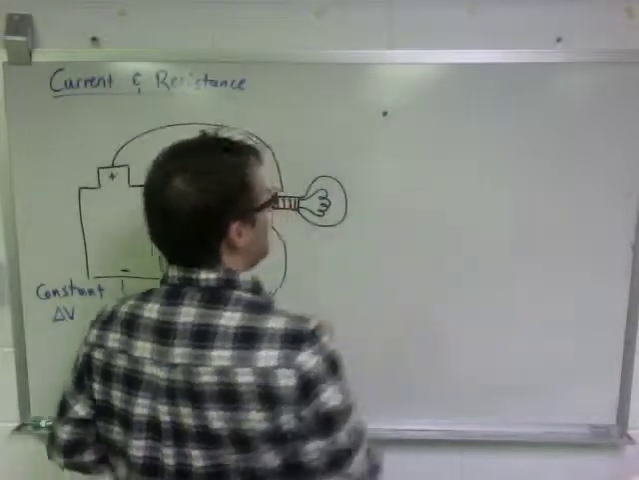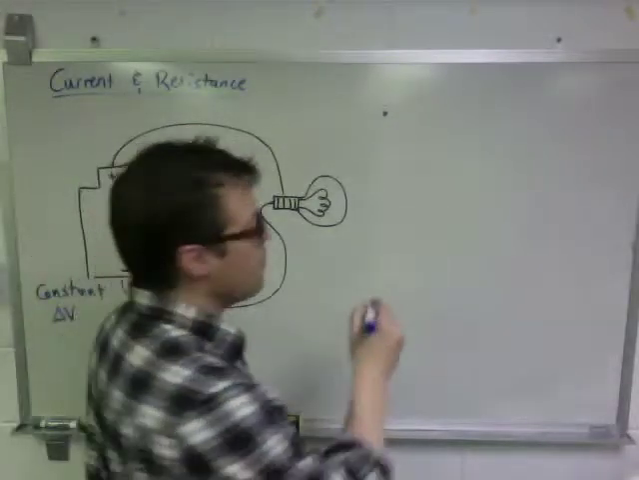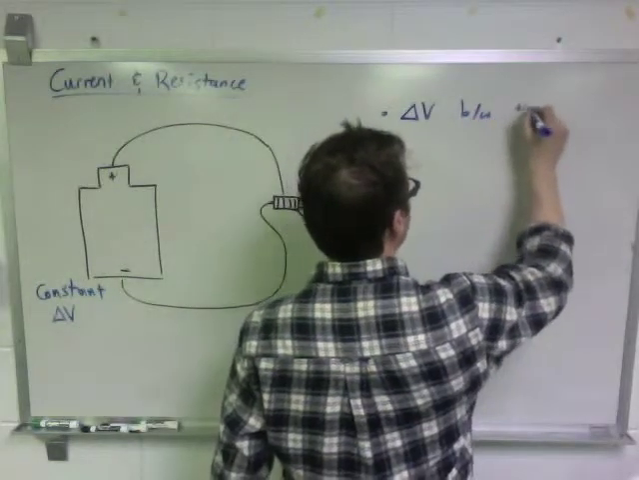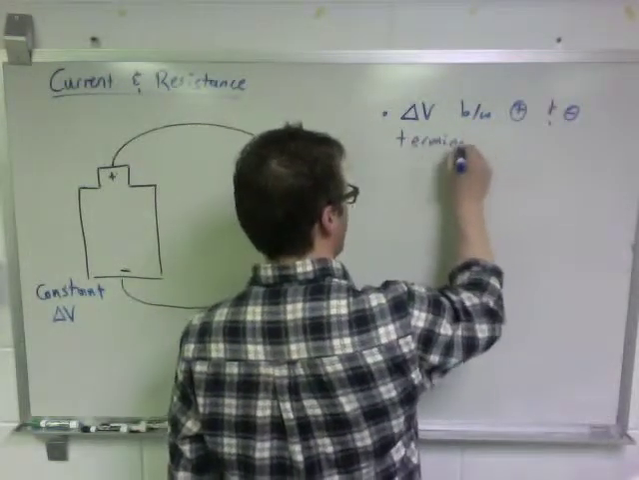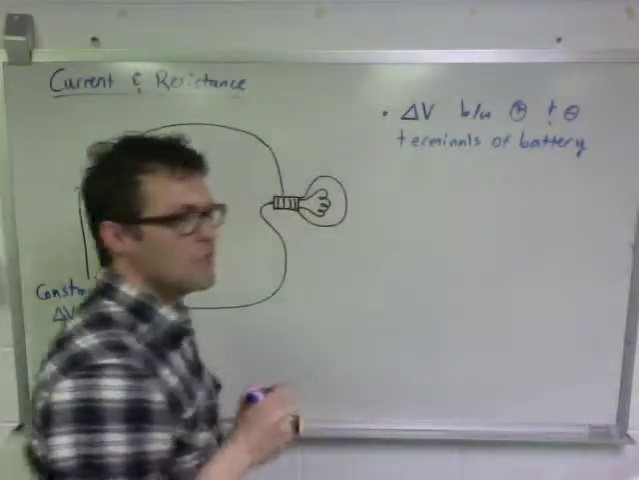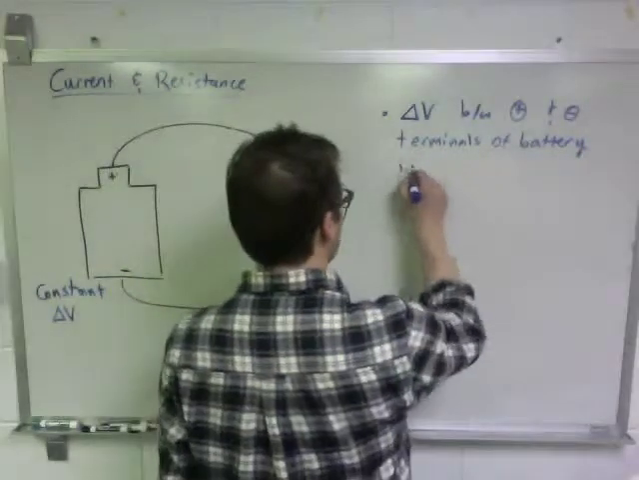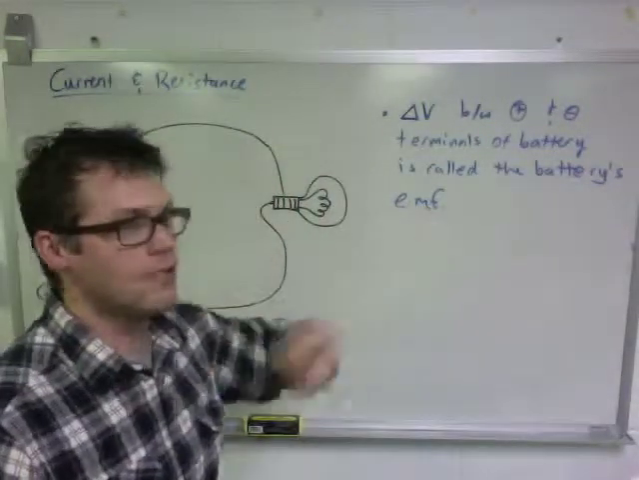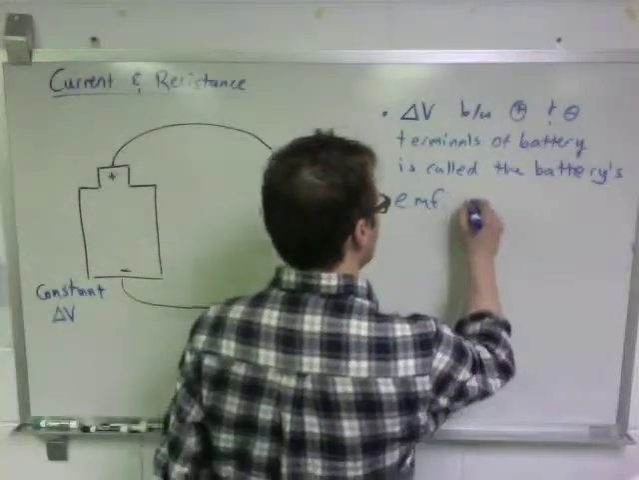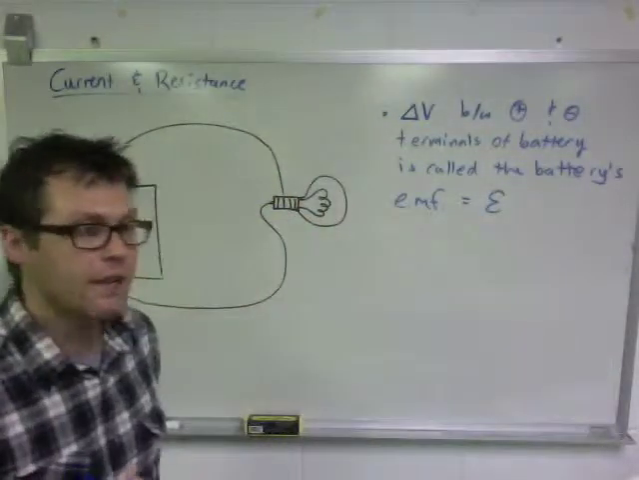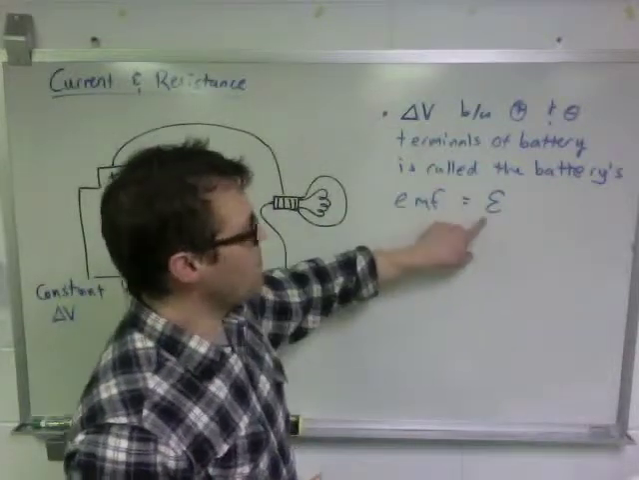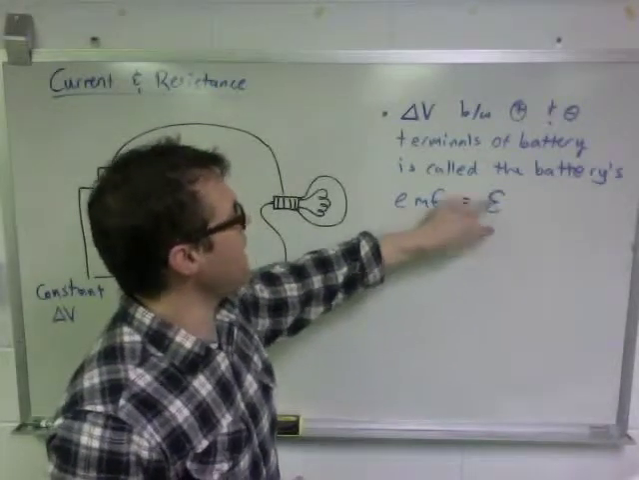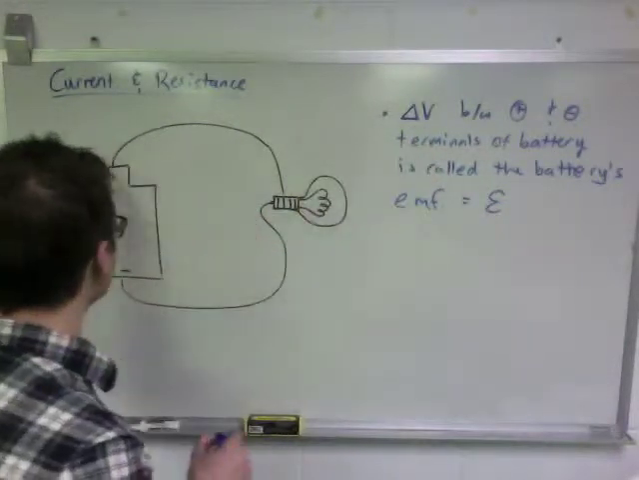And so I'm going to list some general properties here. The potential difference between the positive and negative terminals of the battery, we have a name for that. It's called the EMF of the battery. EMF stands for electromotive force. Don't worry about that too much. But we shorthand that as a script E, right? So a script E, not to be confused with capital E for electric field or energy. A script E is specifically going to refer to the potential difference that a battery maintains.